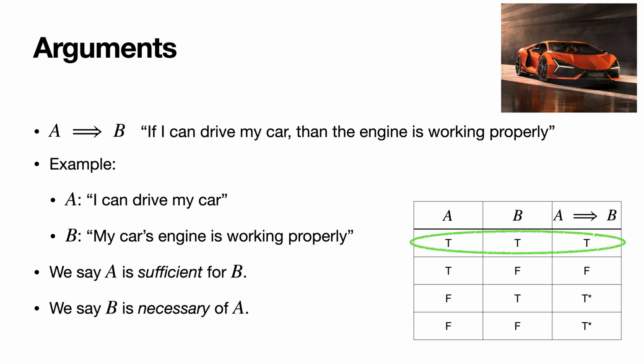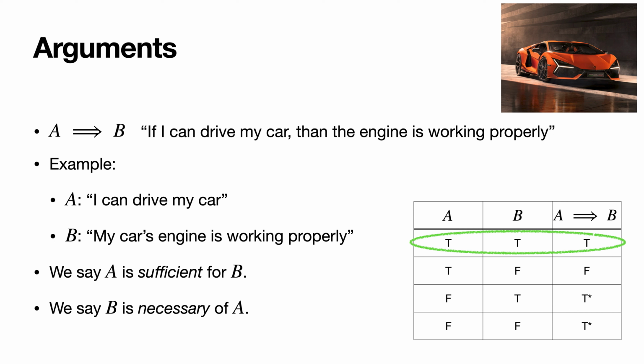And the reason we don't say A is necessary for B is this would be like affirming the consequent. This is a logical fallacy we talked about in a previous video. Once again, it may be the case that I can't drive my car for some other reason, and we haven't said anything about my car's engine working properly being the only thing I need to know that I can drive my car. I certainly need my car's engine to be working properly for me to drive my car, but there may be other things out there that are necessary to drive my car.